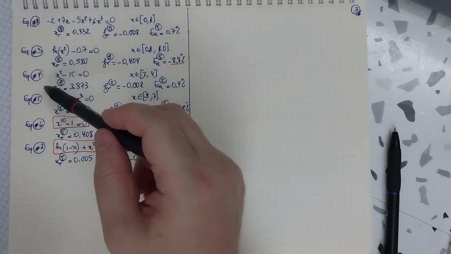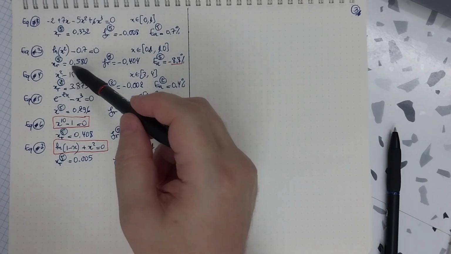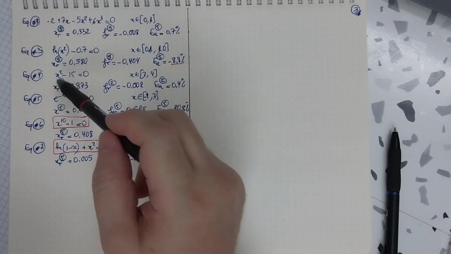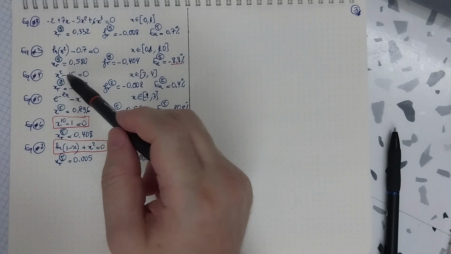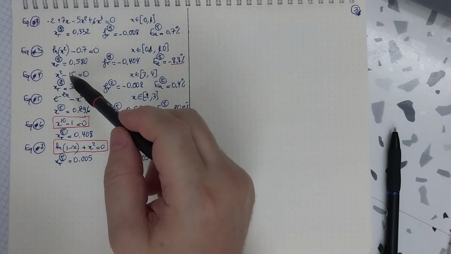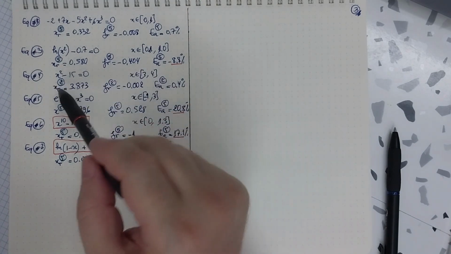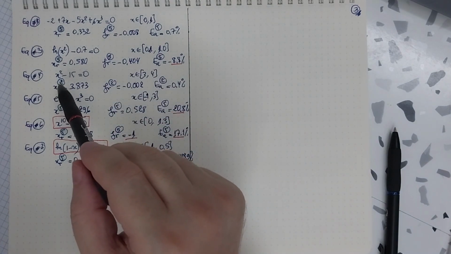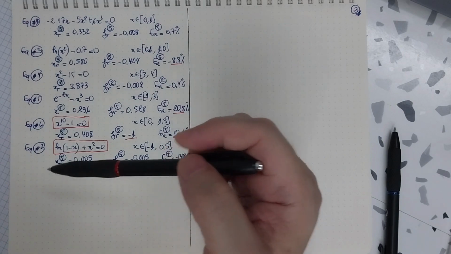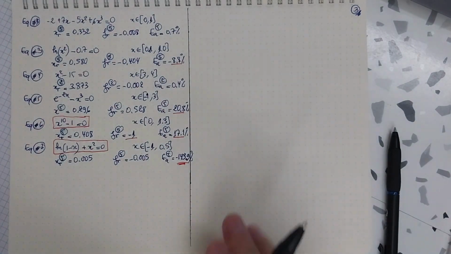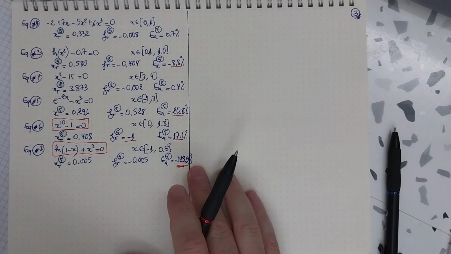Now, equation number 4 is the root of 15. How to calculate the root of a number? You solve x squared minus that number, here 15, between 3 and 4. And it takes only 2 iterations to obtain a good result. So that's it for exercise number 2.